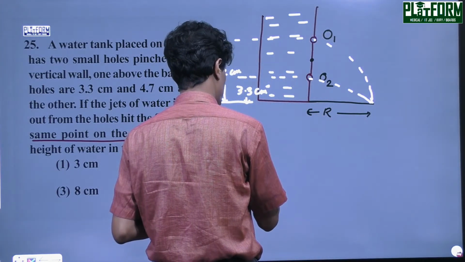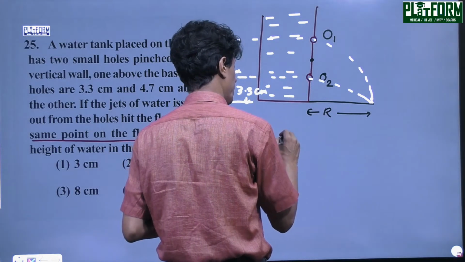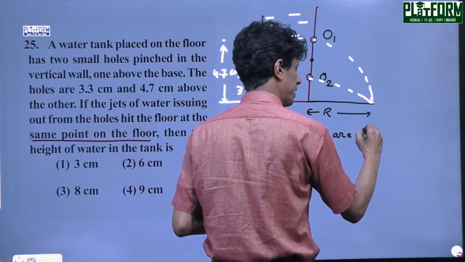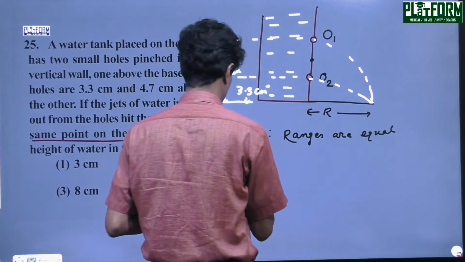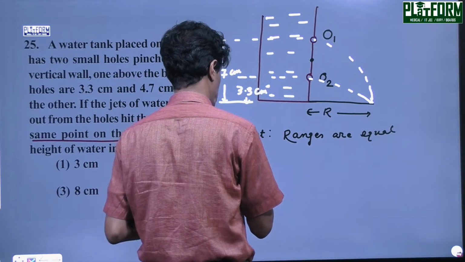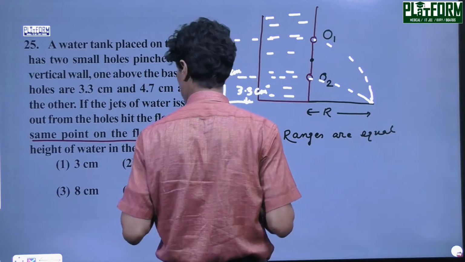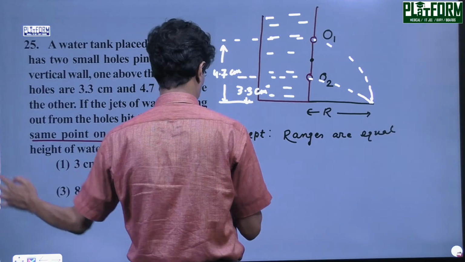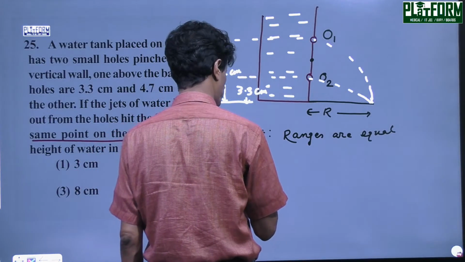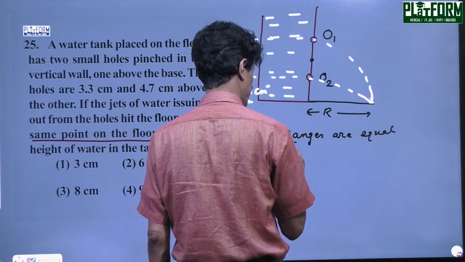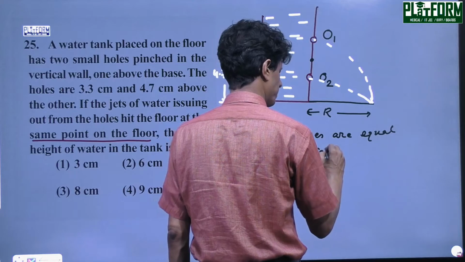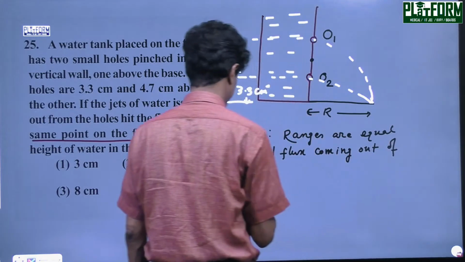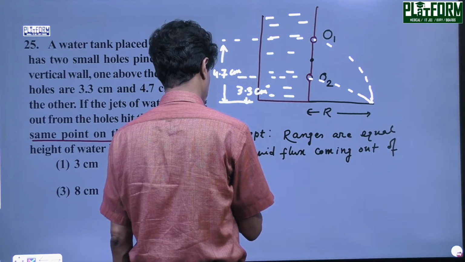Important concept: ranges are equal for two orifices for the liquid flux coming out of the orifices.